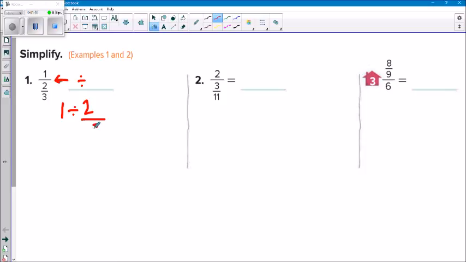Okay, and when you do that with fractions, you multiply by the reciprocal. You keep, change, flip. So you keep the 1, change to the division, flip the fraction, and you get 1 times 3/2, which equals 3/2, or 1 1/2.